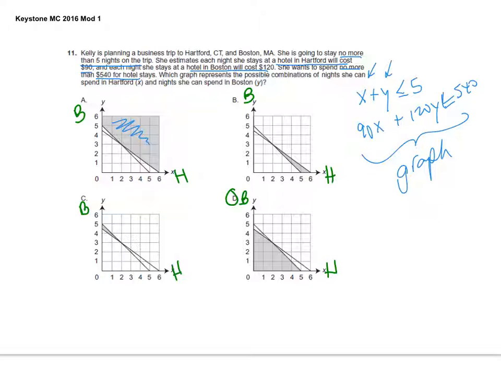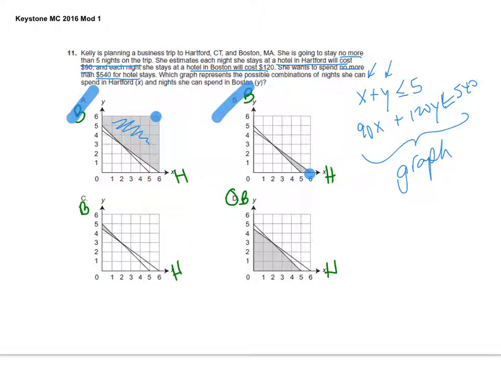So if I pick a point in this area right here, in A, that means 6 nights in Hartford and 6 nights in Boston. Well, she only wants to spend 5 nights or less, so A can be eliminated. If I look at B, a solution in B could be this point right here, where she's spending 6 nights in Hartford and no nights in Boston. But again, I want to spend 5 nights or less, so that eliminates B.